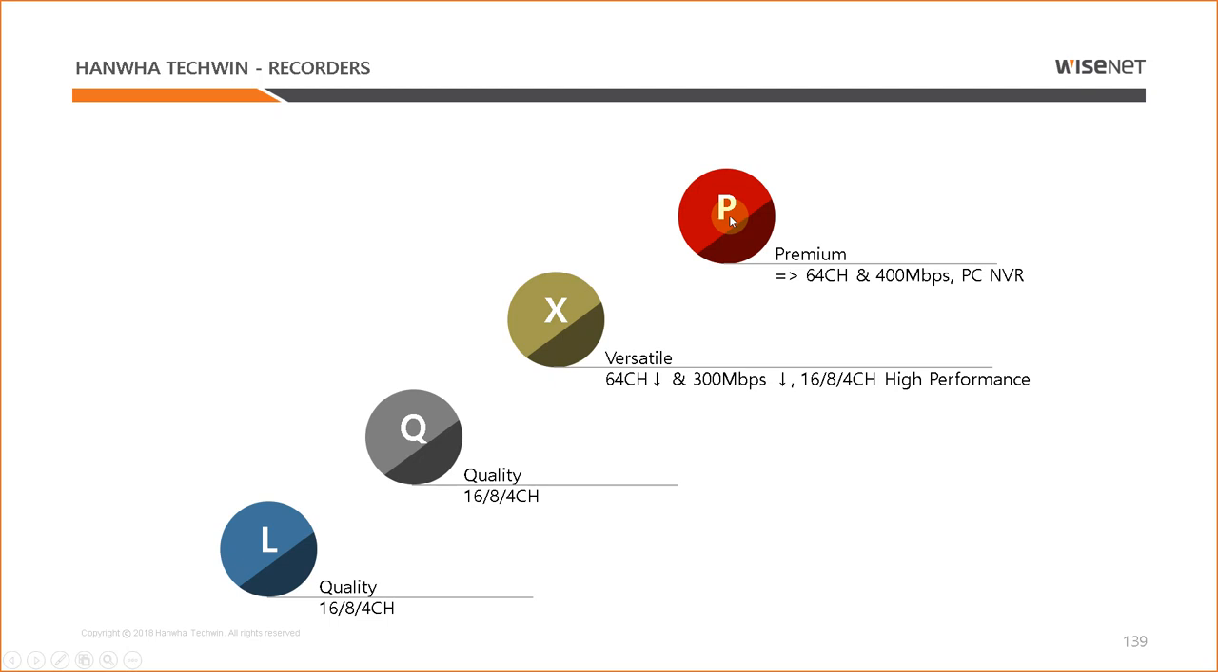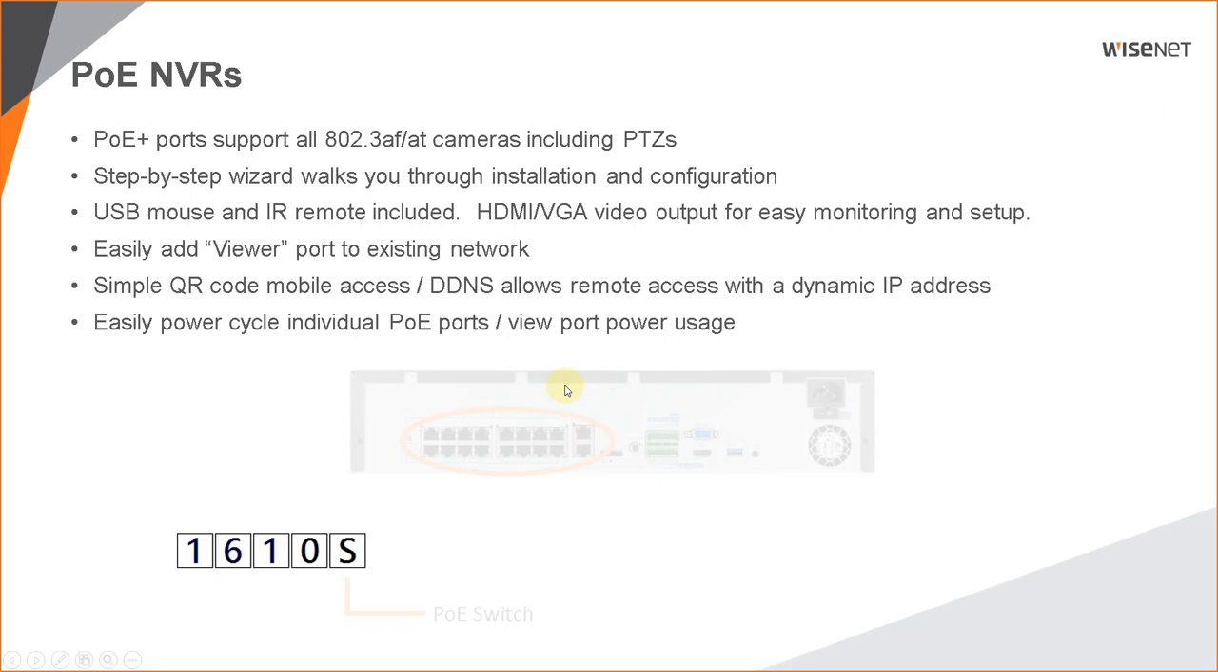You can say if you have X, you may not even need Q and L because X has even 4 channel, 8 and 16. So why then are there 2 series for 4 channel? Why do you have L 4 channel, Q 4 channel and X 4 channel? We'll just see that quickly.